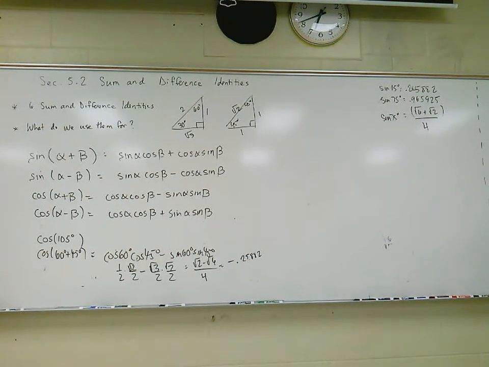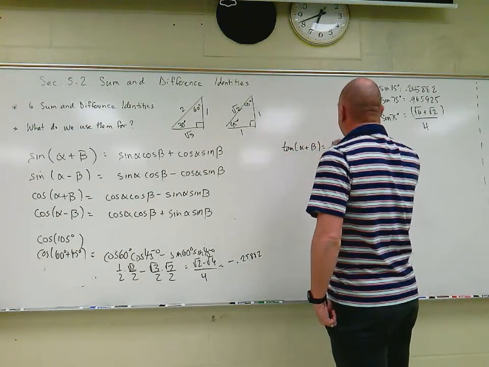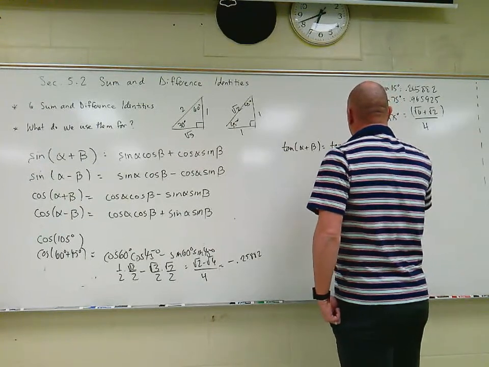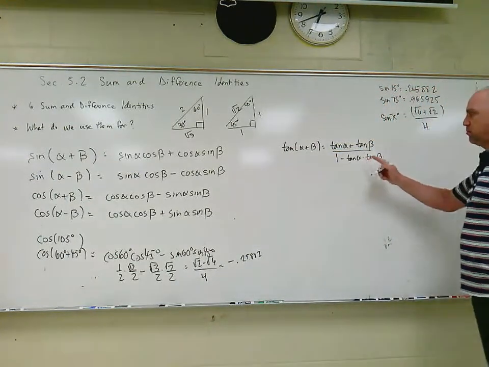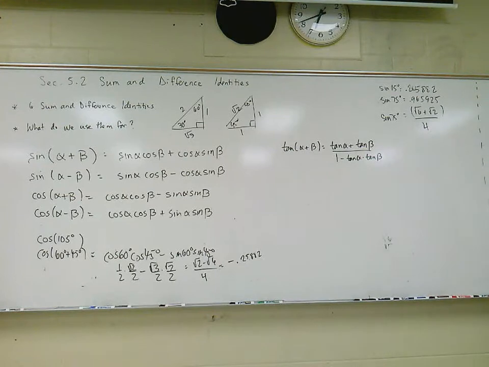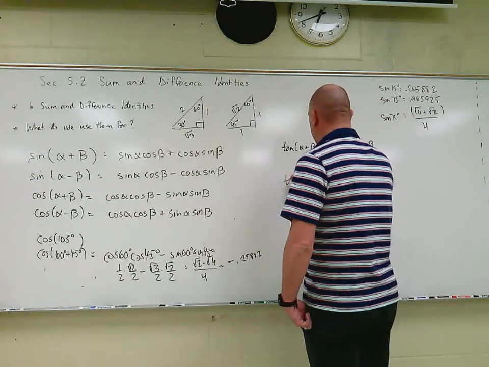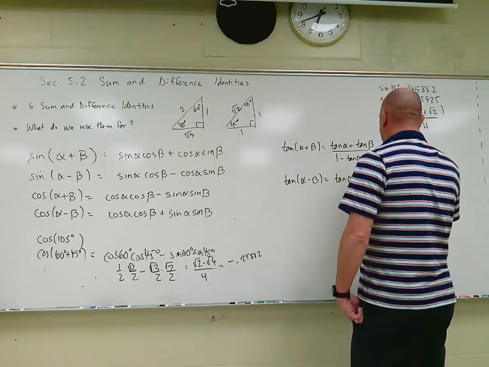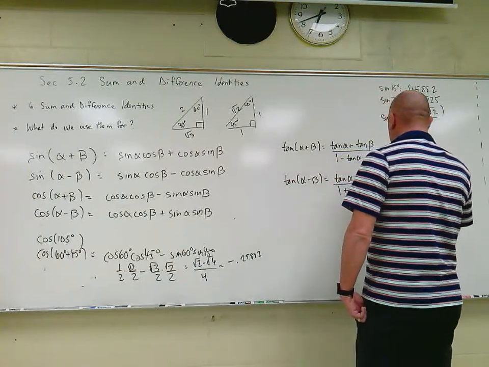Okay. All right. And now the last set is tangent. Tangent of alpha plus beta, tan alpha plus tan beta over 1 minus tangent alpha times tangent beta. It's a times thing here. 1 minus tan alpha times tan beta. Not pretty. Tangent of alpha minus beta, tan alpha minus tan beta over 1 plus tangent alpha times tangent beta.